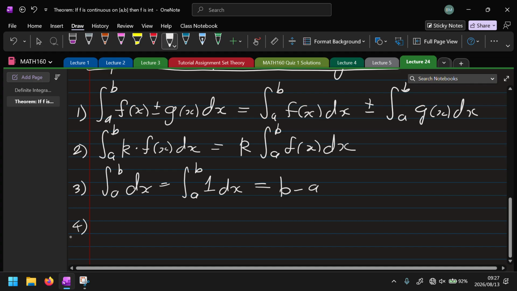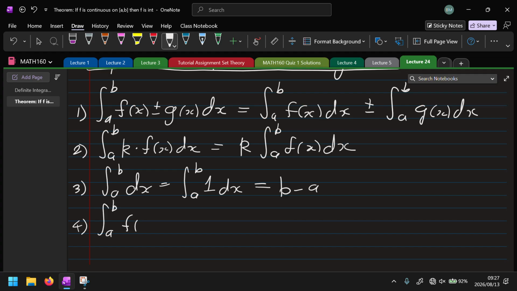Okay. Number 4. The integral from a to b of f of x dx is equal to, now this one looks confusing, but again, just think about it in terms of areas, is equal to minus the integral from b to a of f of x dx. Okay, so what are we doing here? For the left side, we're going from a to b. What's the whole base length going to be? B minus a, right? Like from 1 to 2, it's going to be 2 minus 1.